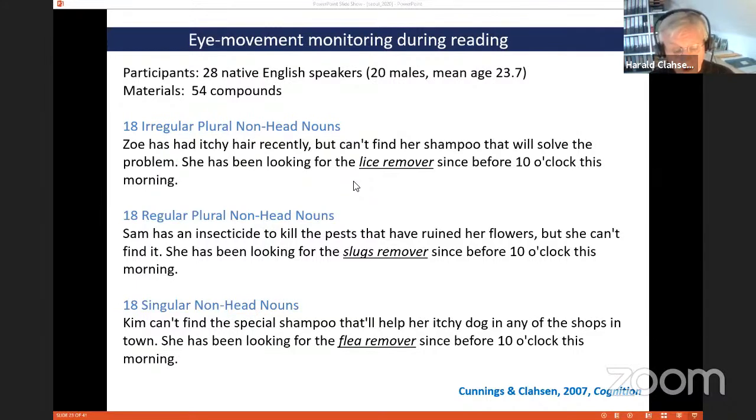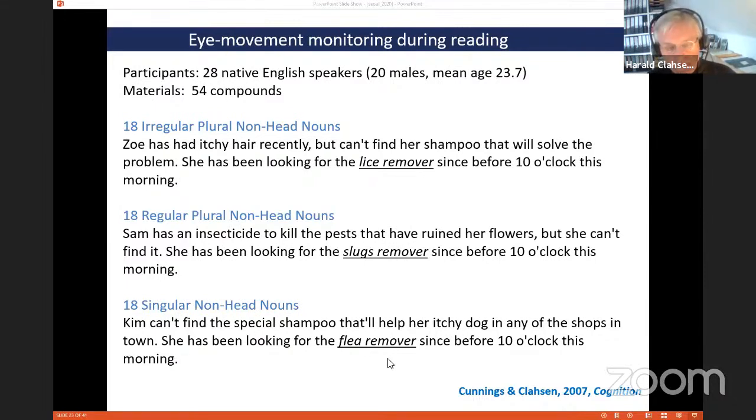The crucial measure is the reading time on the head noun, on remover. That was the same word throughout conditions. And on the word remover, we would expect to see effects of the different types of non-head, right?